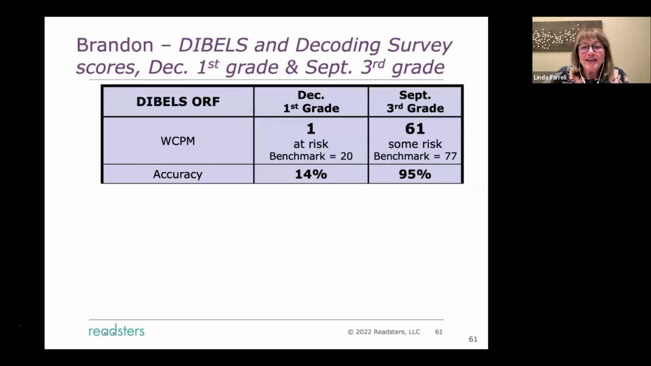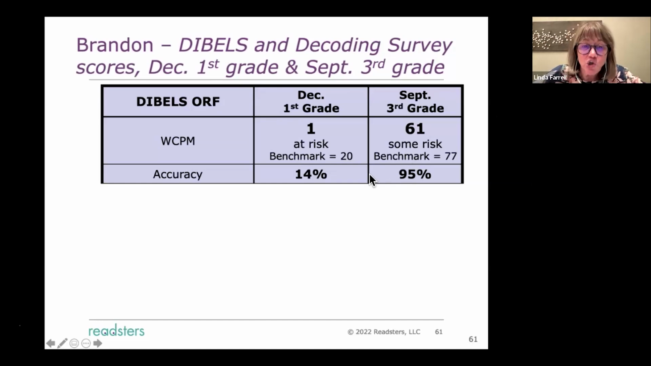So what happened? You can see that his DIBELS scores from December of first grade to September went from oral reading fluency 1 to 61. Now, I know 61 isn't benchmark, 77. Oh my gosh, they were so happy. Here's the better story. His accuracy went from 44% to 95%. 95 is not enough. They still needed to work on accuracy before they even started working on trying to get him to read faster. They automatically read faster when you work on accuracy.